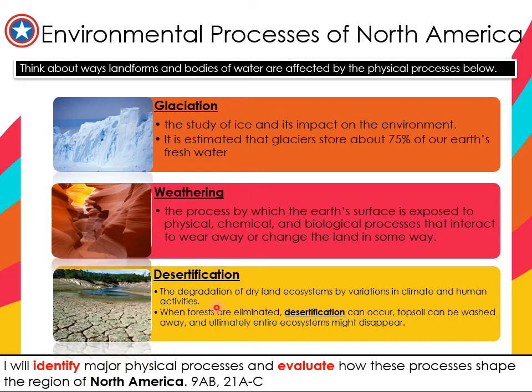Desertification. That's the degradation of dry land ecosystems by variations in climate and human activities, and it causes lands that were once fertile to become deserts. When forests are eliminated, desertification can occur. Topsoil can be washed away, and what you end up with is unproductive soil. Ultimately, entire ecosystems are going to die.